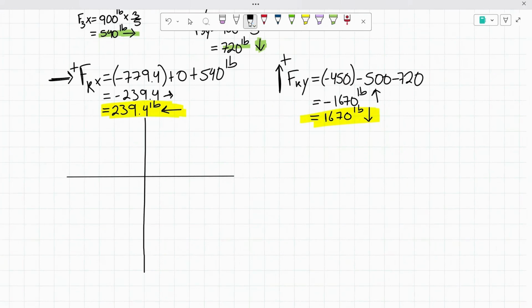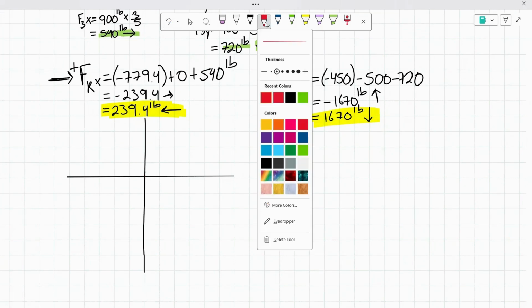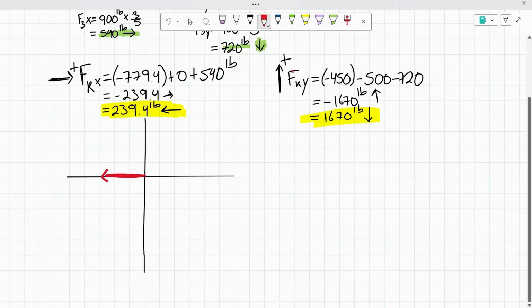So here for our horizontal or x-axis, we have 239.4 pounds going to the left. That's a little too thin. I don't think you guys could see that. Let's make it a bit thicker. 239 pounds going to the left. And for our vertical components or our y-axis, we have 1,670 pounds going down. So it's going to be going down this way.